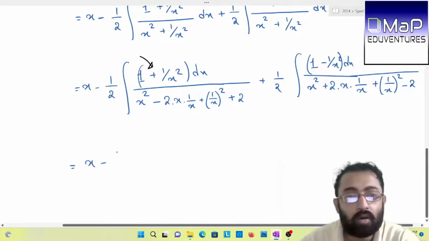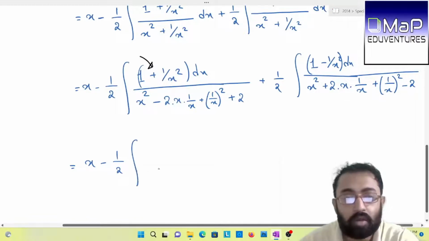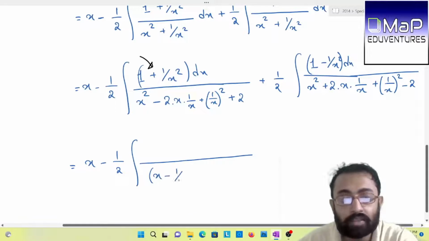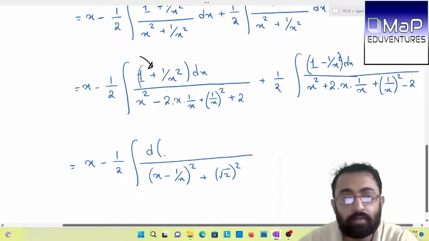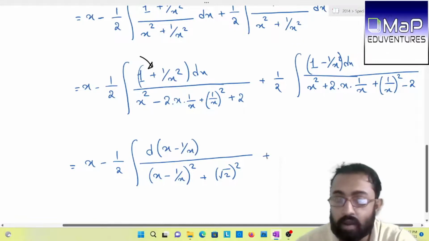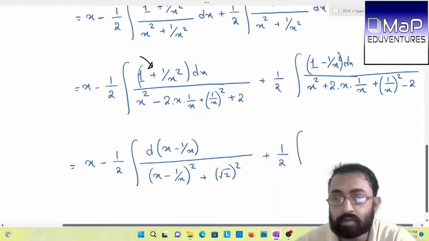Now, all we need is to substitute. Look at the denominator. It has taken the shape of (x minus 1) whole square, plus we can write here root 2 square, and in place of numerator we will write d of (x minus 1 by x). And as I always ask, verify yourself.